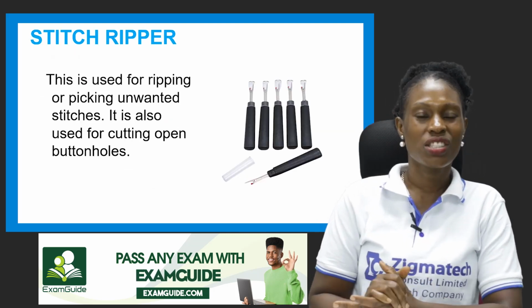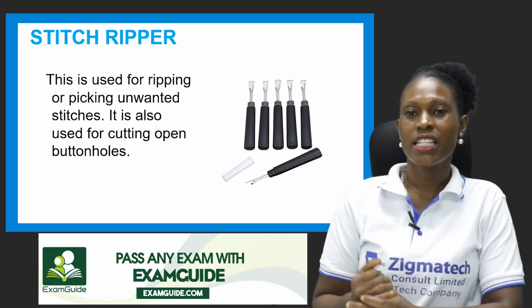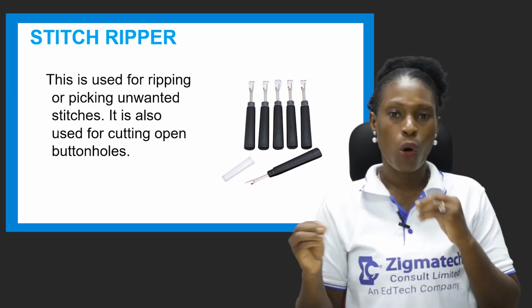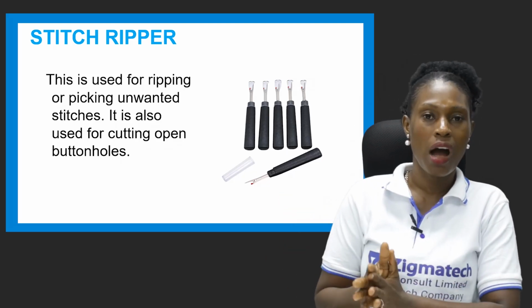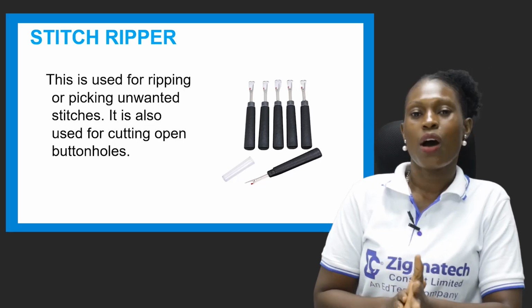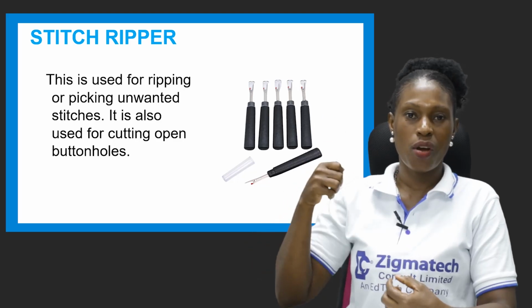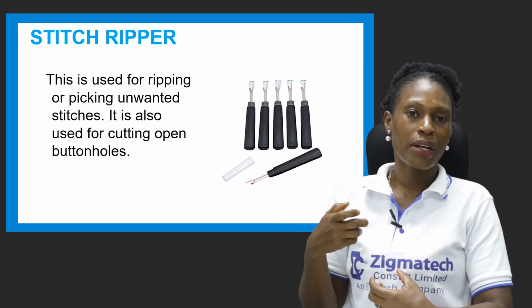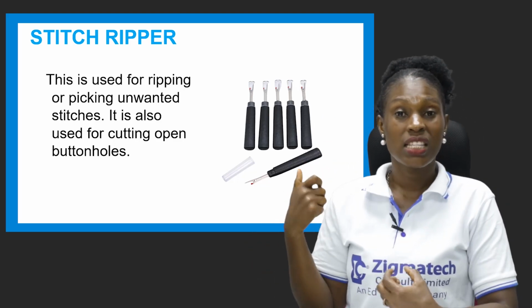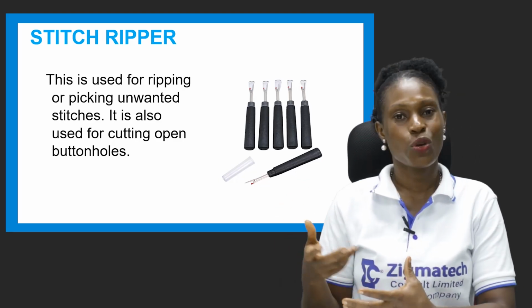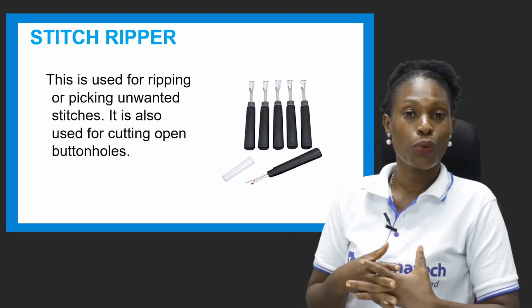Now, there's something we call the stitch ripper, okay? This is used for ripping or picking unwanted stitches from our clothing. It is a stitch ripper, to rip, to take something away from the garment. You can use it to take away these things that are not wanted in your fabric. And it's also used for opening buttonholes.